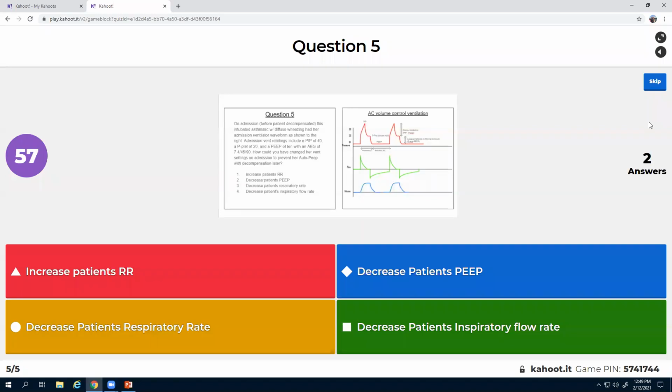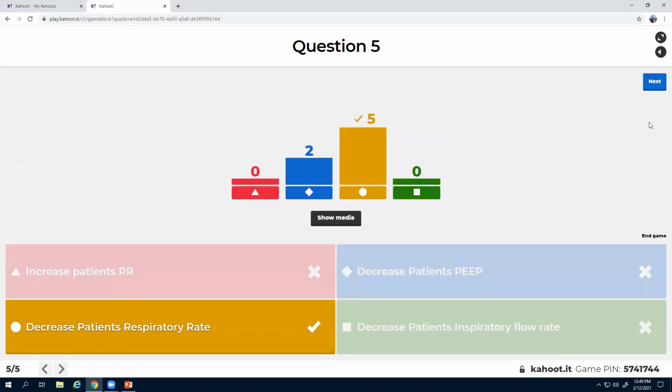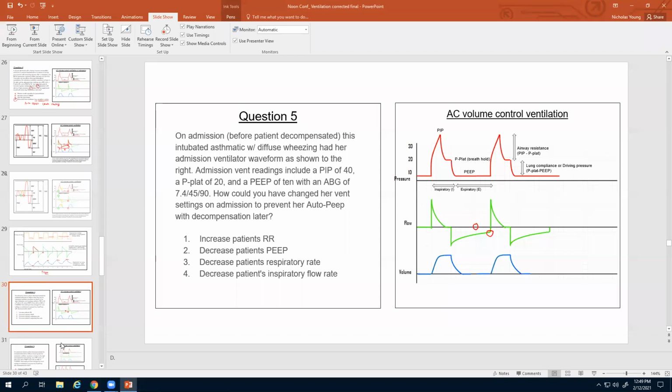And I think this is our last question. All right. Nice. Most people got this right. So going back, question 5.